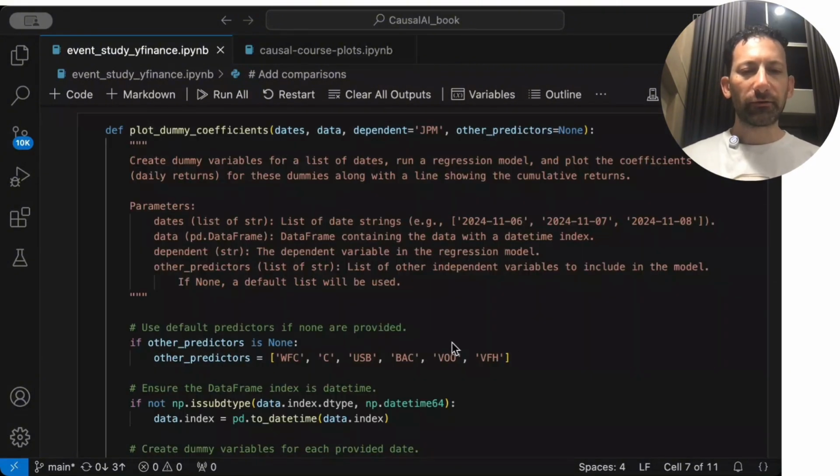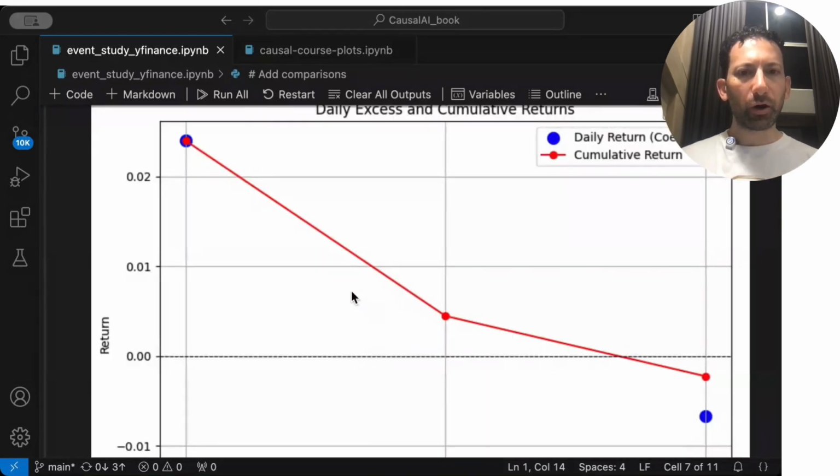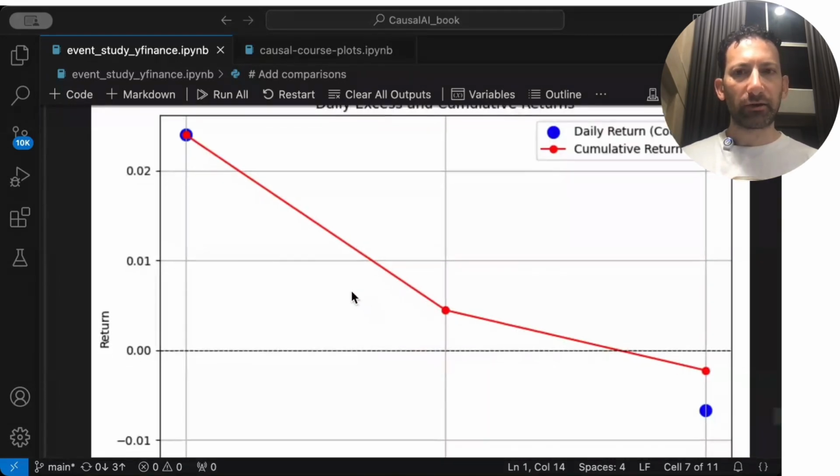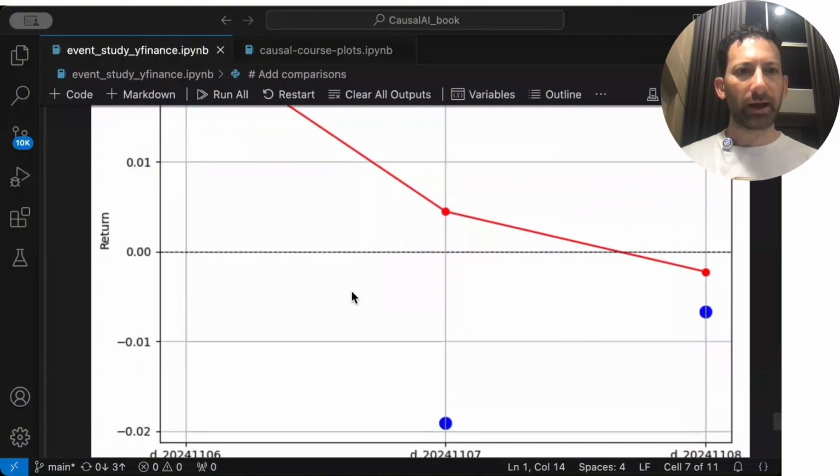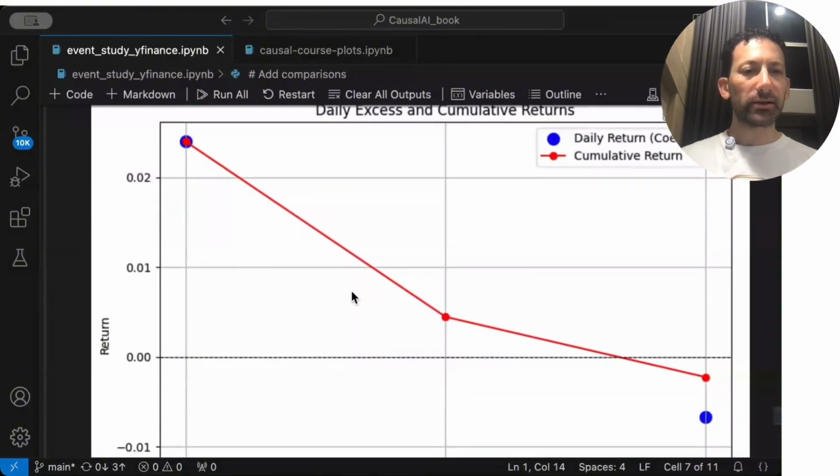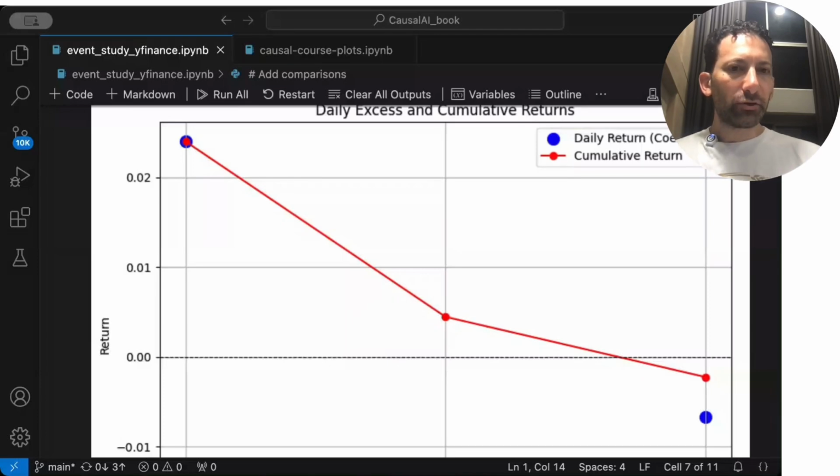So I put together a function. We can plot these coefficients, and the blue are going to be the individual daily returns. The second day is way down here. And then the red is the cumulative return. And so by day two, most of that excess return is gone. And by day three, it's actually a little negative.